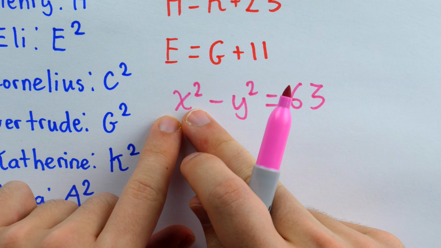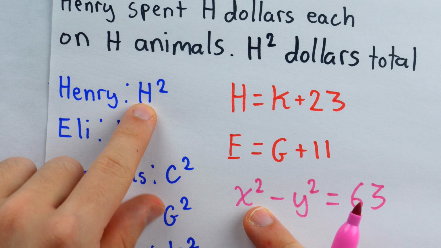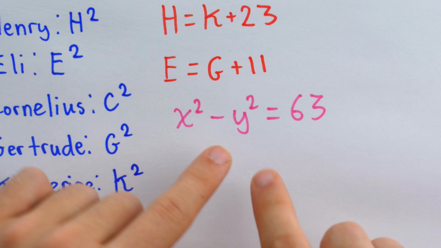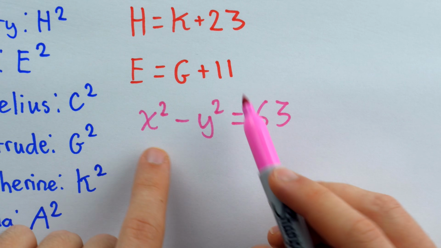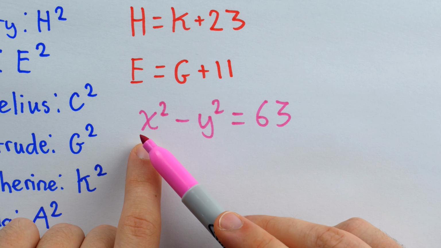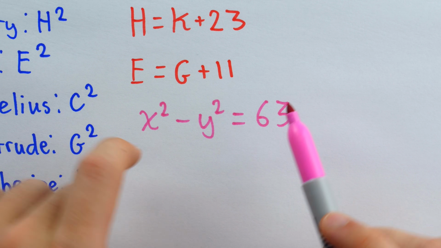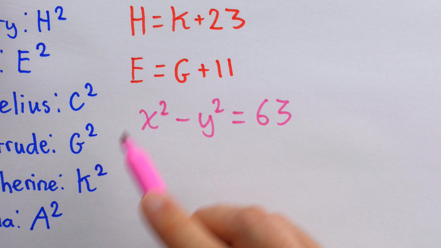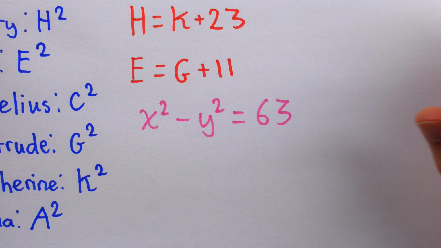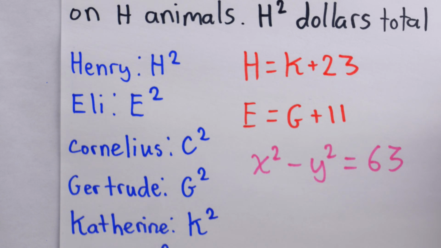The husband spent X squared dollars, like H squared in the case of Henry, and the wife spent Y squared dollars, like G squared in the case of Gertrude, and the difference must be 63. The husband spent 63 more. Now, of course, the key here is that we can factor this into a difference of squares, and that's going to be the key to getting us to the solution and figuring out who is married to who.